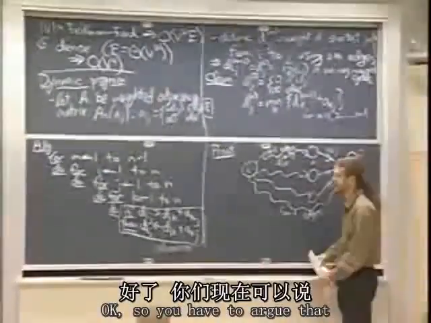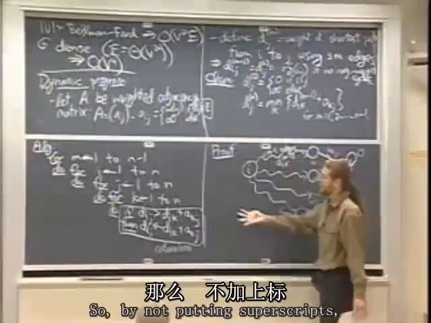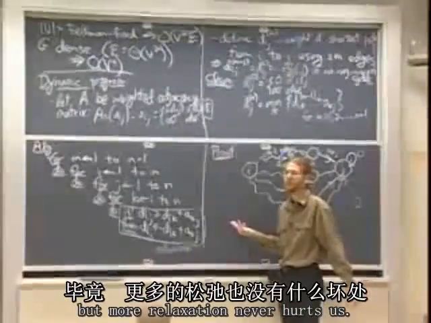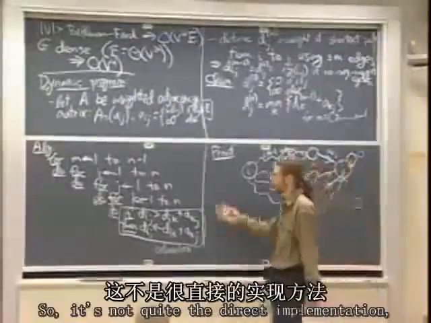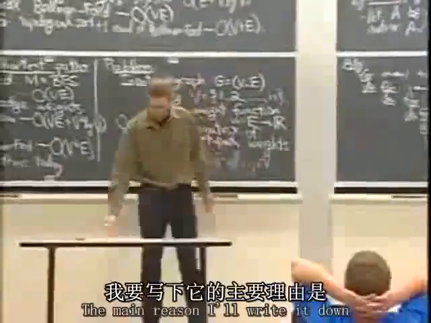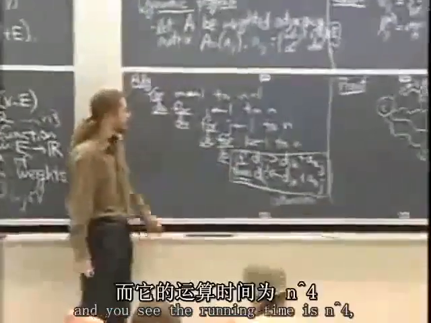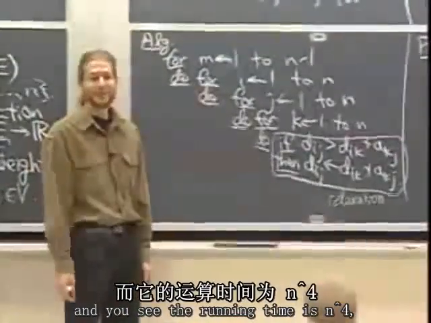Okay, so you have to argue that relaxation is always a good thing to do. So by not putting superscripts, maybe I do some more relaxation. But more relaxation never hurts us. Okay, you can still argue correctness using this claim. It's not quite the direct implementation, but there you go. Dynamic programming algorithm. The main reason I write it down, so you see that it's a relaxation, and you see the running time is n to the fourth.